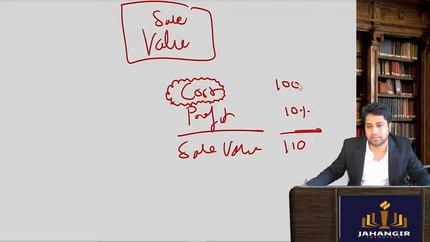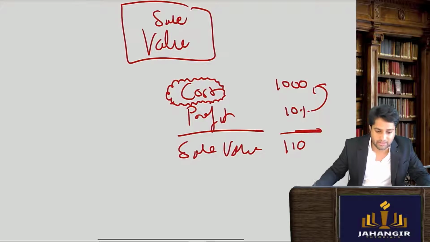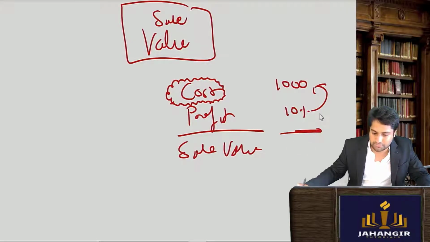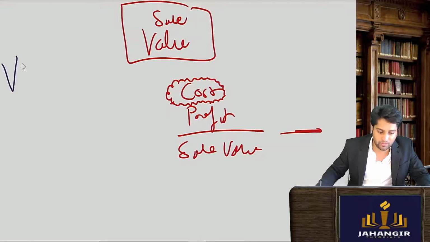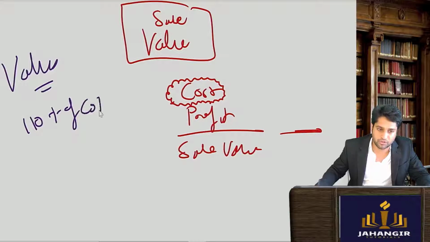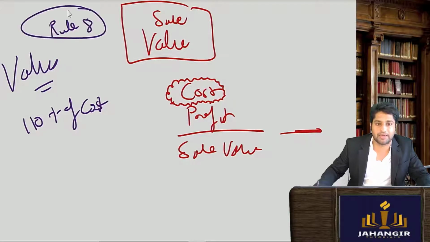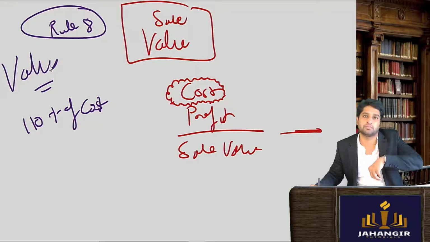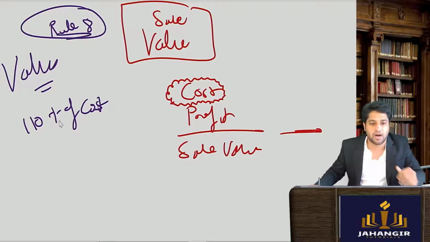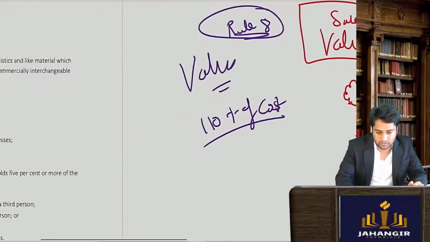If this would be 1000, then it would be 10% on this, that would be 100, and we'll come to know accordingly. Is that clear? So the simple line is, what do we do? The value is equal to 110% of cost. कौन सा रूल है ये? Rule number 8. So just remember 8. So 8 is there, 110% of cost.